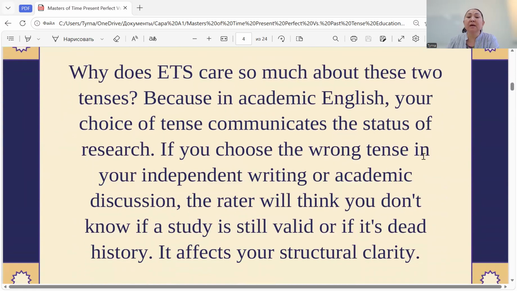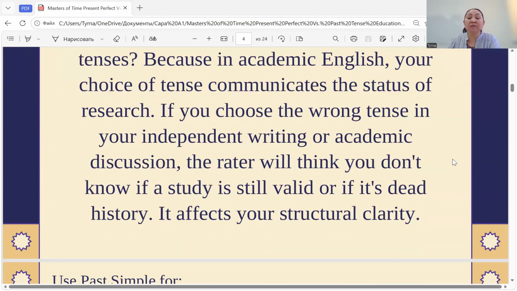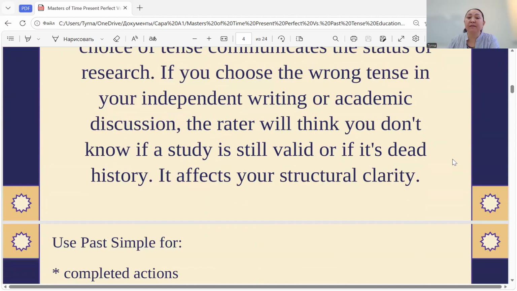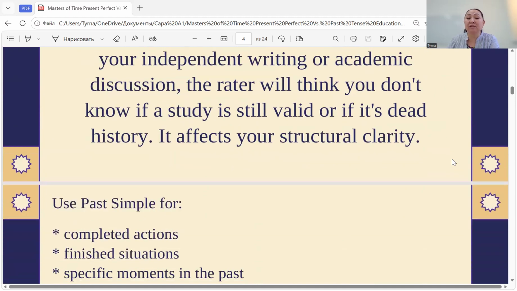Why does ETS care so much about these two tenses? Because in academic English, your choice of tense communicates the status of research. If you choose the wrong tense in your independent writing or academic discussion, the reader will think you don't know if a study is still valid or if it's dead history. It affects your structural clarity.